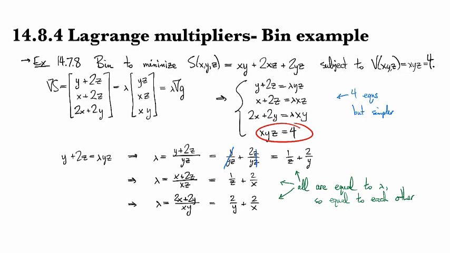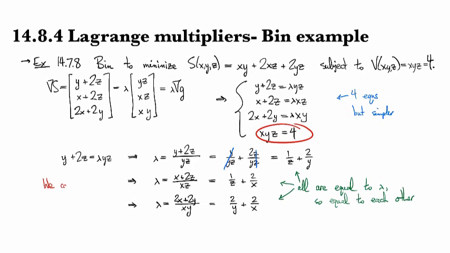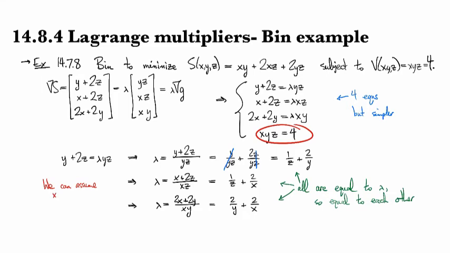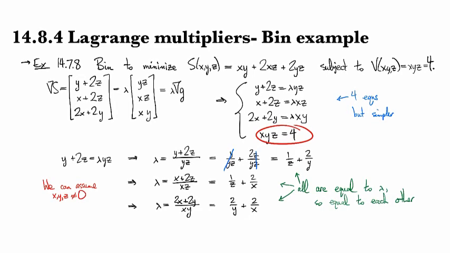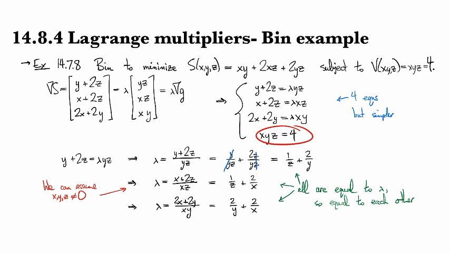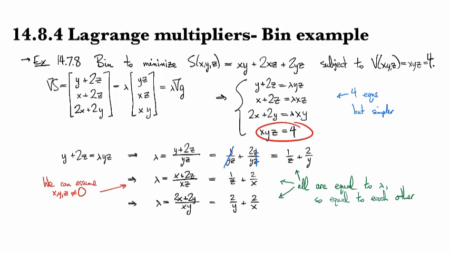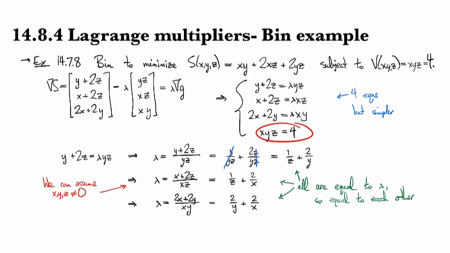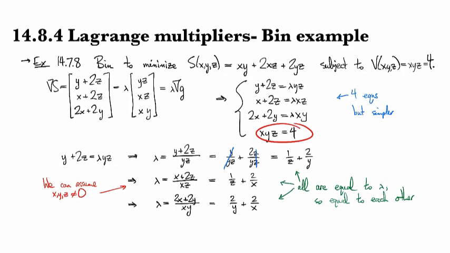So maybe I'll just make a little side note here that says we can assume that x, y, and z are not equal to 0 for this step. Okay. If you're working on a problem where you can't actually make that assumption, then what you should do is you should treat that as a case. I'll talk about it later. Once you've treated that case, then you can rule it out.